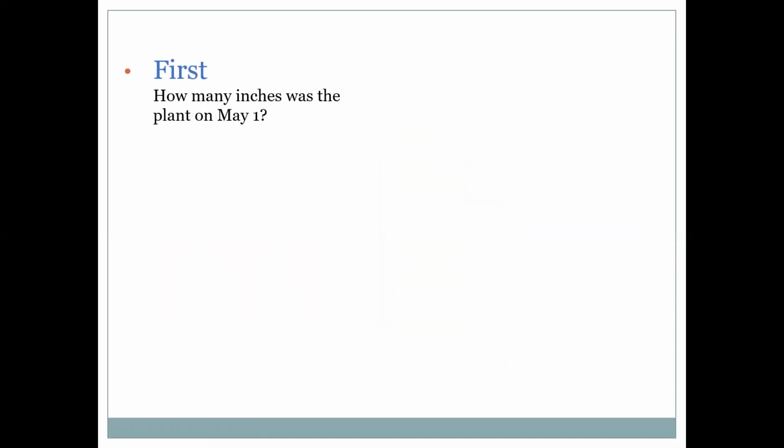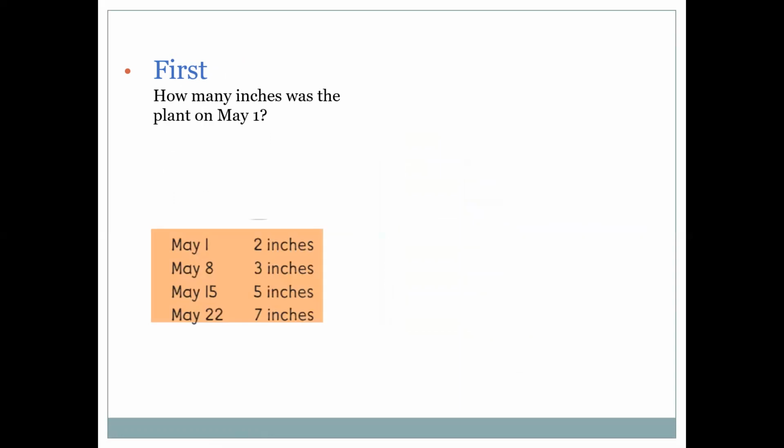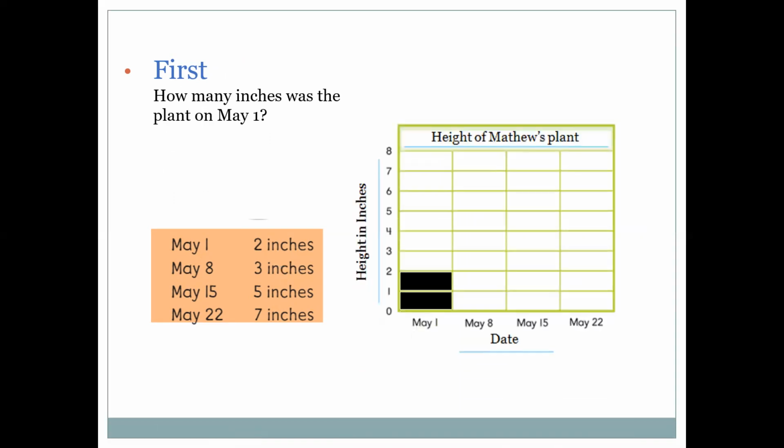So first, how many inches was the plant on May 1? As you can see here, on the 1st of May, it was 2 inches. Very good. So here, you can see on May 1, we shaded number 1 and number 2.